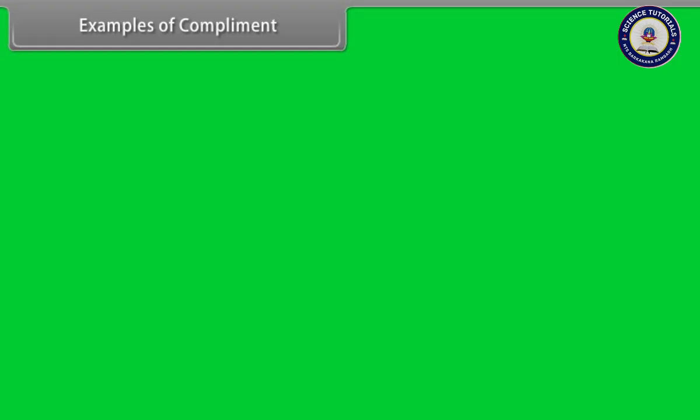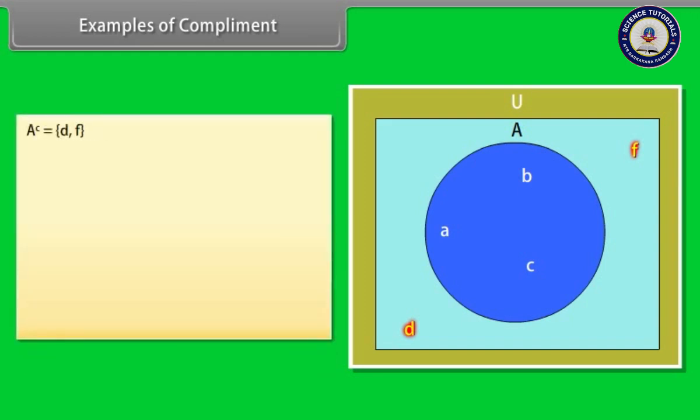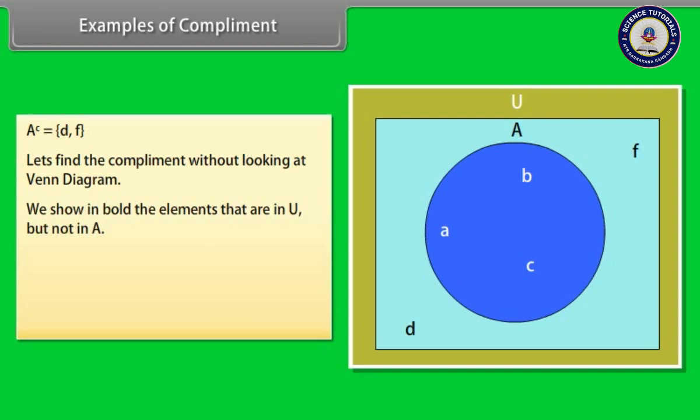Examples of complement. Take a close look at the figure. D and F are in U, but they are not in A. Therefore, complement of A is equal to {D, F}. Let's find the complement without looking at the Venn diagram. We show in bold the elements that are in U, but not in A. A is equal to {A, B, C}. U is equal to {A, B, C, D, F}. So, complement of A is {D, F}.